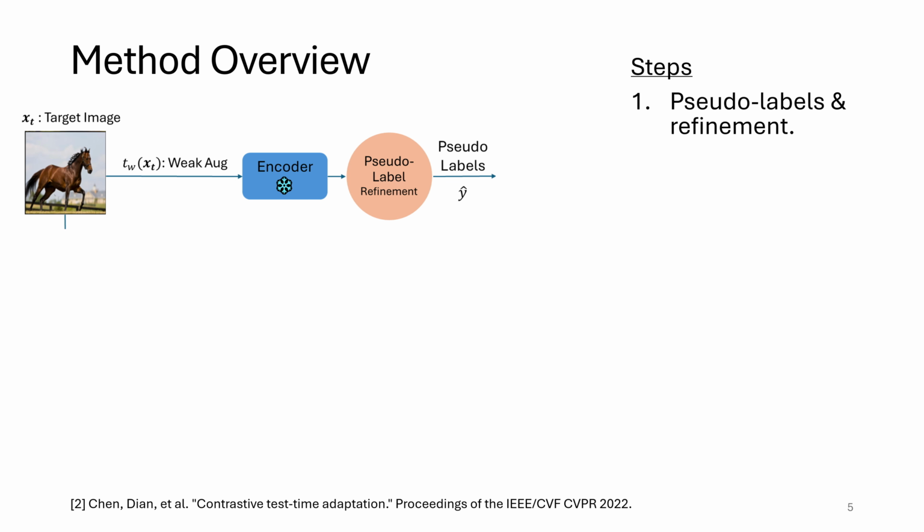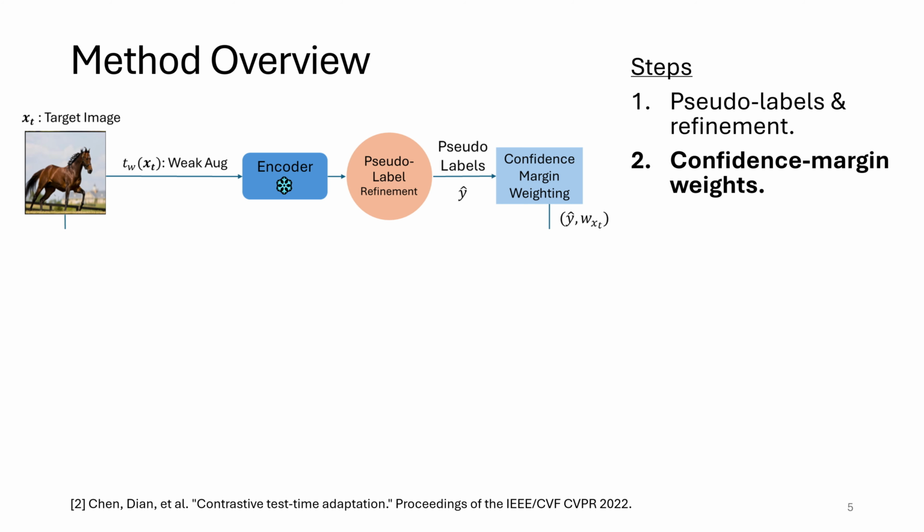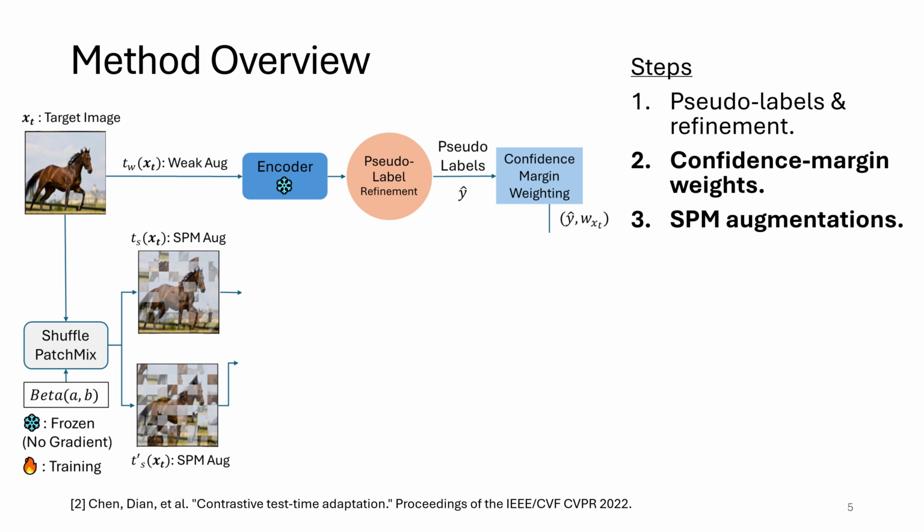Our method begins by generating pseudo-labels for weakly augmented target samples. These labels are produced by passing the image through the encoder and then refining them using nearest neighbor aggregation in the feature space. To address label noise, we propose a confidence margin reweighting strategy that assigns reliability weights to each pseudo-label, helping the model focus more on the confident predictions.